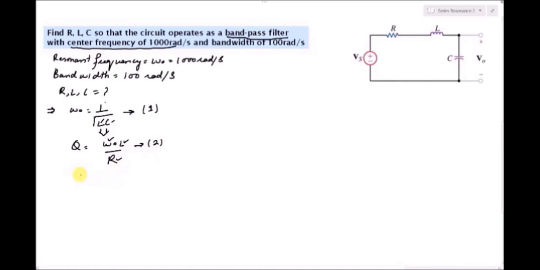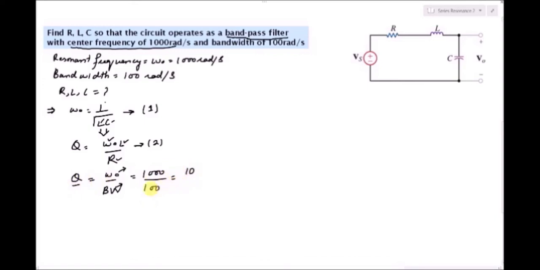Now there is another equation, which is the relationship between quality factor and bandwidth. We know the value of resonant frequency, we know the value of bandwidth. So after putting the values of the resonant frequency, which is 1000, and the bandwidth value, which is 100, we got the value of quality factor equal to 10.